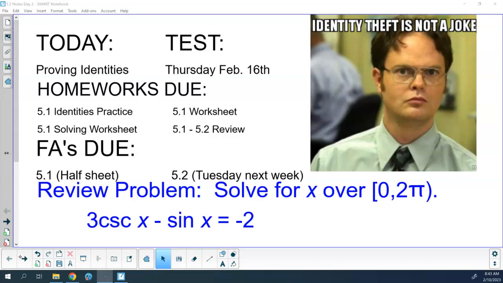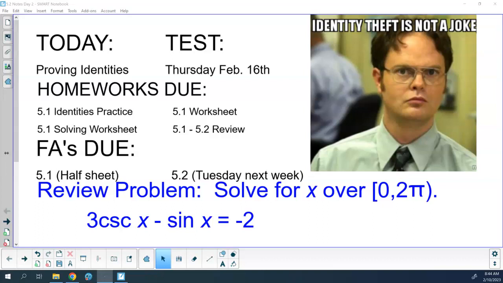So today we're gonna do more of proving identities. I can hand out another note sheet while I talk about this stuff. Next week, Thursday, a week from yesterday, you will have your test on 5.1 and 5.2.